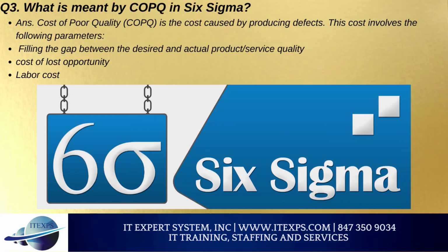Q3. What is meant by COPQ in Six Sigma? Cost of poor quality. COPQ is the cost caused by producing defects. This cost involves the following parameters: filling the gap between the desired and actual product service quality, cost of lost opportunity, labor cost, rework cost, disposition costs, extra material costs, loss of sales revenue, cost of extra utilities. COPQ does not include detection cost, prevention cost.